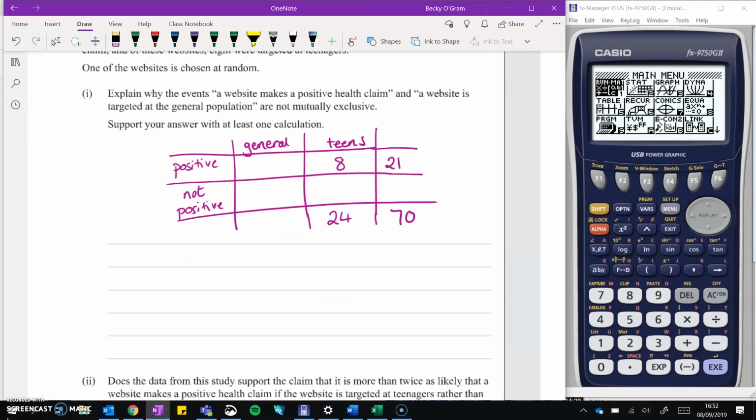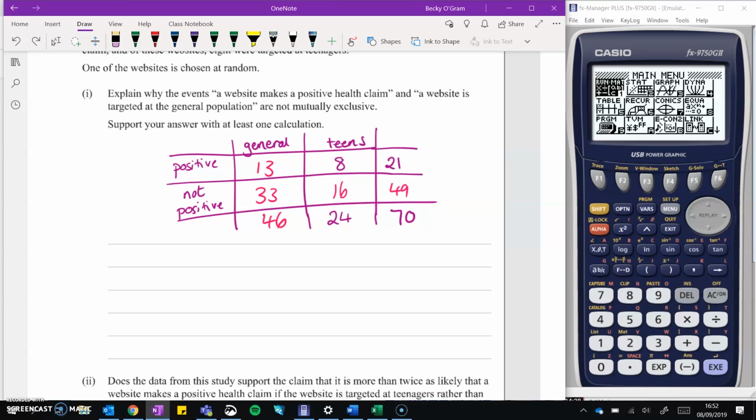We can work out the missing pieces of information. So 8 plus 16 makes 24. 21 plus 49 would make the 70. 46 plus 24 would make the 70. And then we've got 8 from 21 makes 13. 49 take away 16 would be 33. And you can just double check that 13 plus the 33 makes 46 as well.